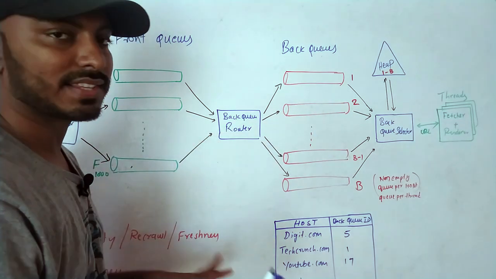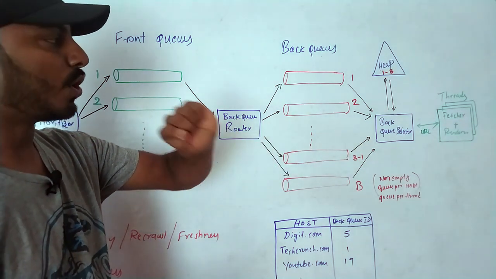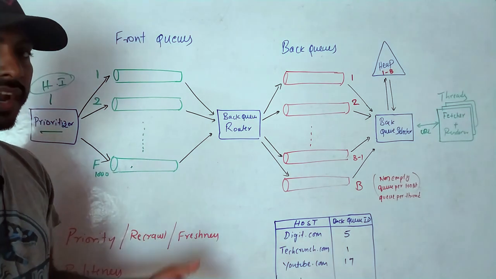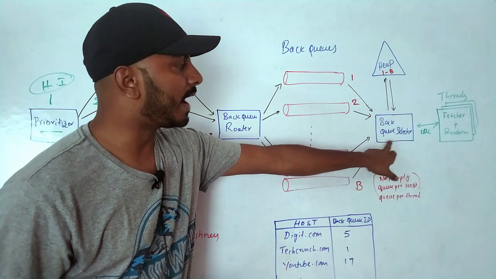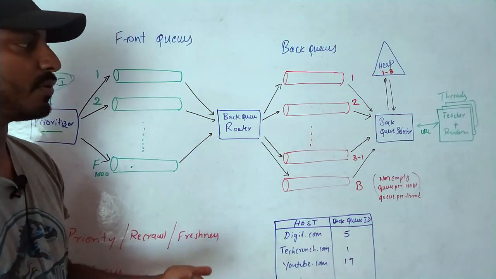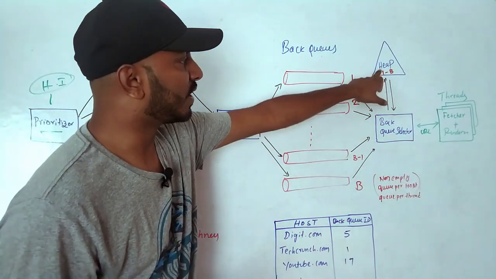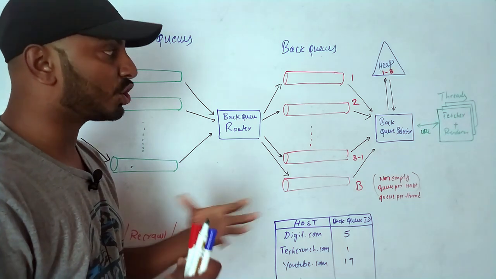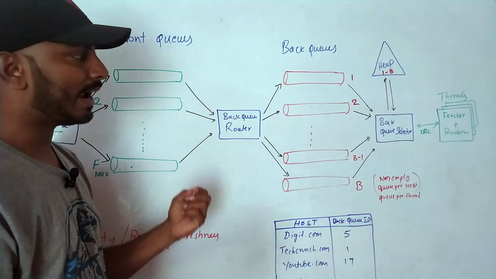So now how it works, let's take an example. So now the fetcher is free. That means that a thread is free to crawl a website. What it does is it asks the backQueue selector, give me a URL. I just want a URL. Give me one, I'll crawl it. The backQueue selector goes to the heap and checks which queue I should pull a URL from and then gives it to the fetcher.